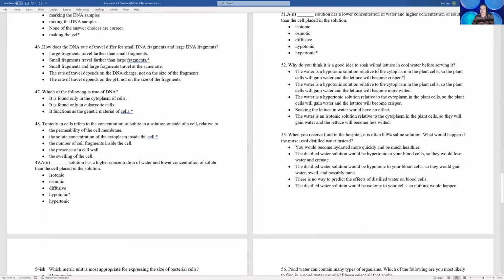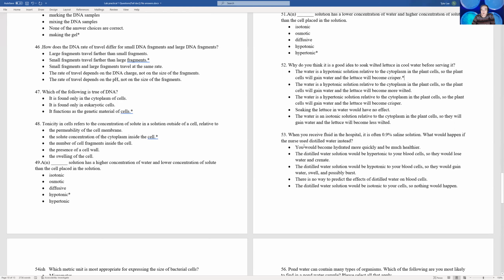If you were to place this lettuce in a hypertonic solution, the water in those cells would be drawn out into the hypertonic solution, which would make it even more wilted. So that's why it's important that we have a hypotonic solution. If we had an isotonic solution, nothing would happen. Equal parts of water would move in and out of the plant cells. There would still be movement, but in equal parts.